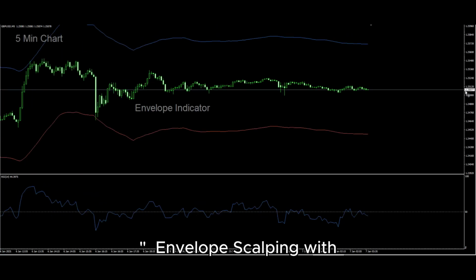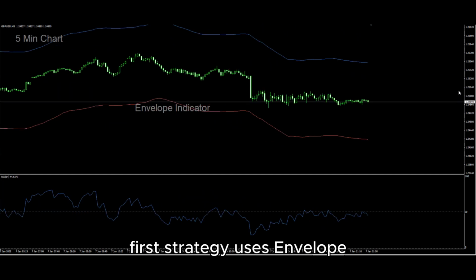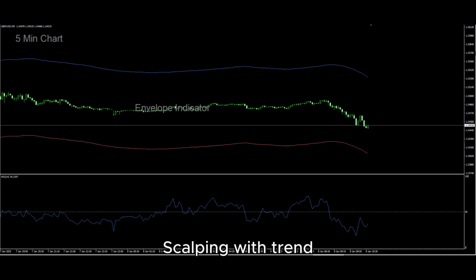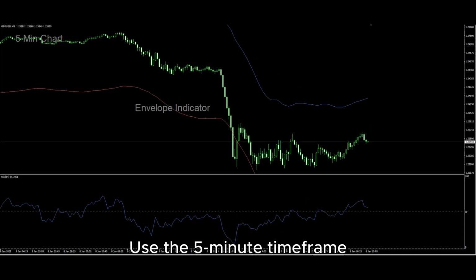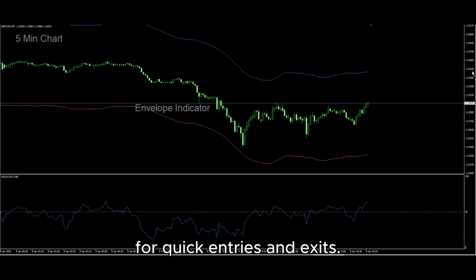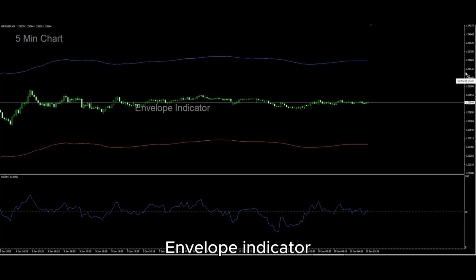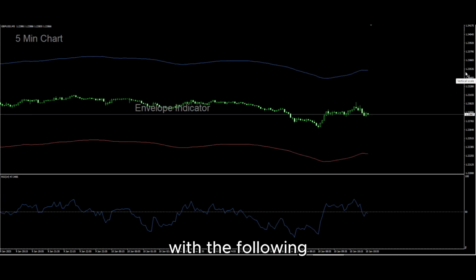Envelope scalping with trend confirmation. The first strategy uses envelope scalping with trend confirmation. Chart setup: use the 5-minute time frame for quick entries and exits. Indicators: apply the envelope indicator with the following settings.